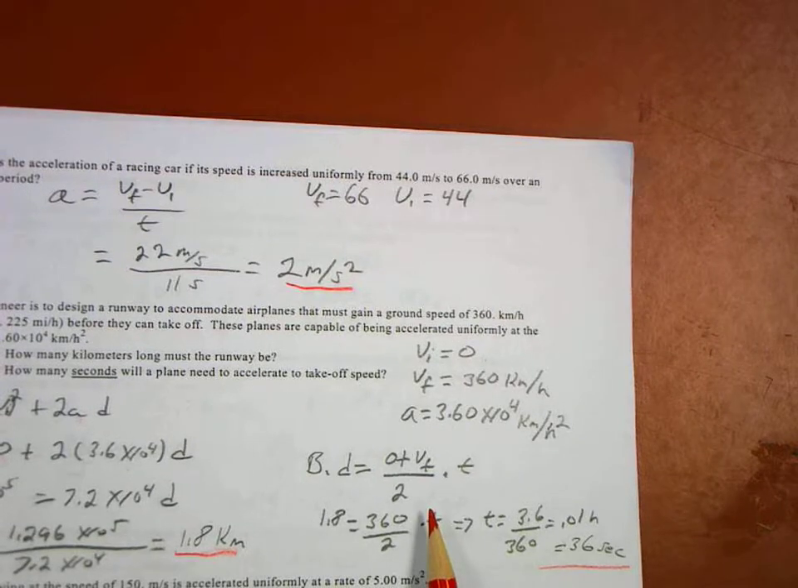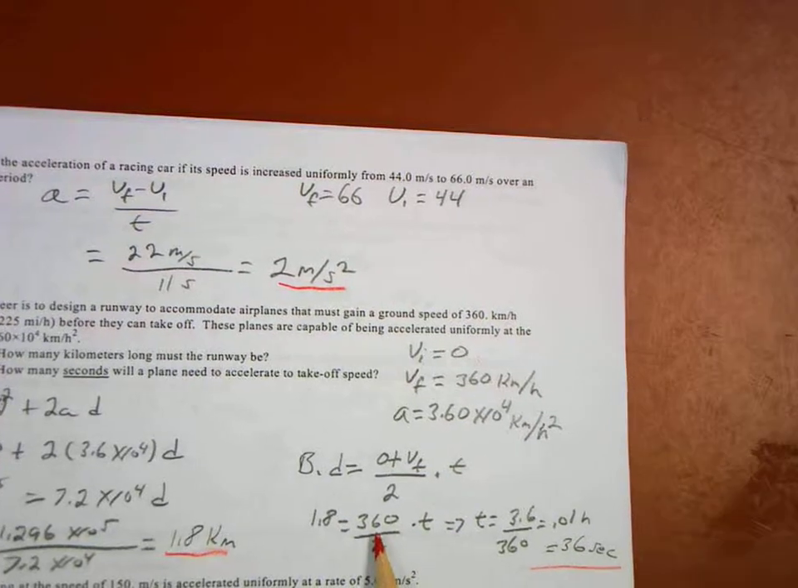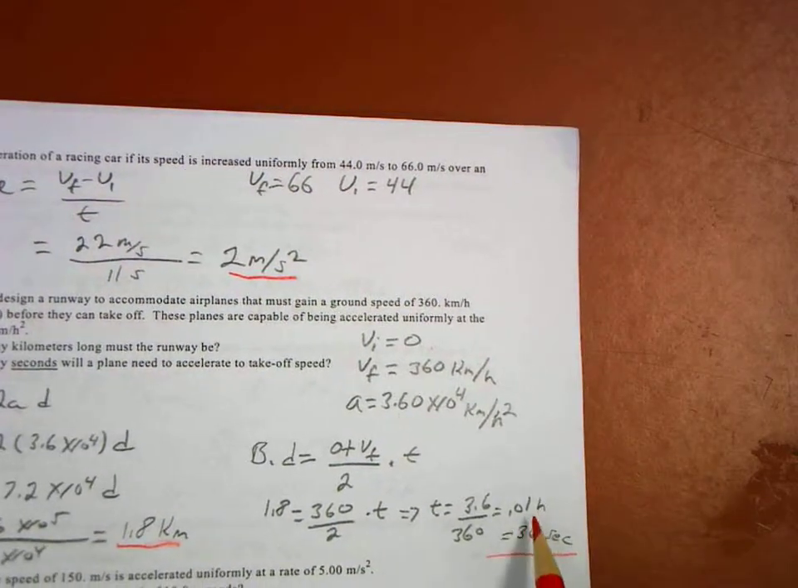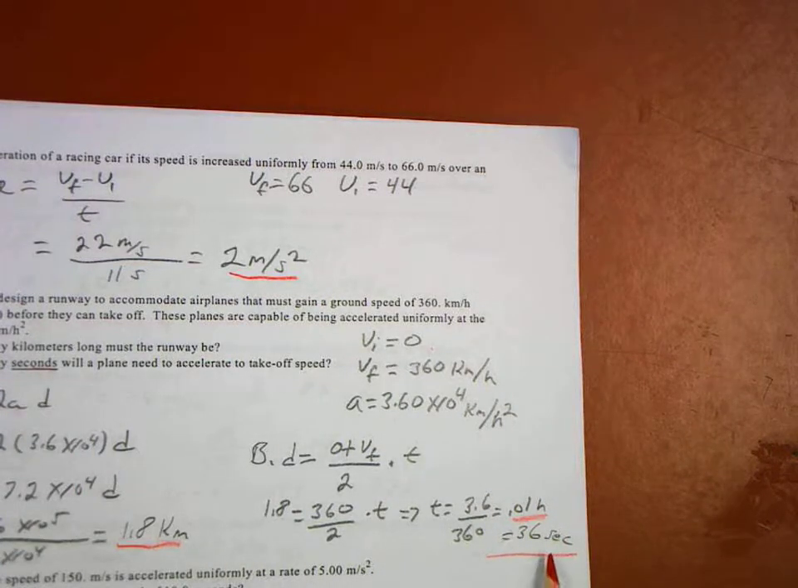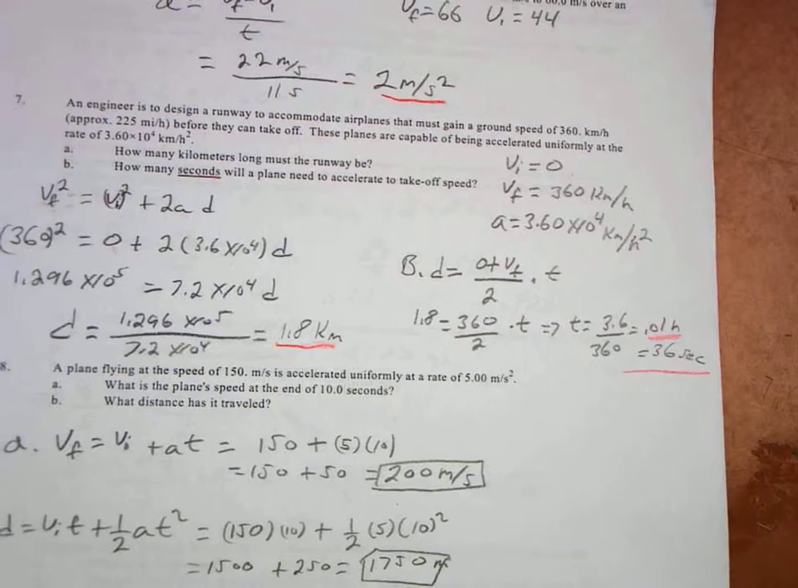Now we take that distance and we plug it into the formula, initial plus final divided by 2. Now remember, your first answer you're going to get is 0.01 hours. Well, they don't want hours, you want seconds. So what do you need to convert an hour into seconds? It's 3,600 seconds. So 0.01 times 3,600 will give you the 36 seconds.